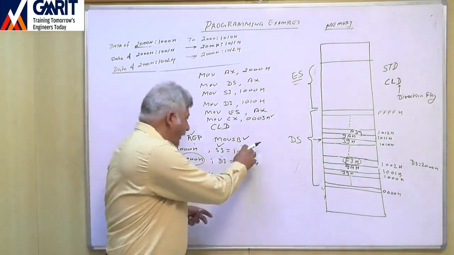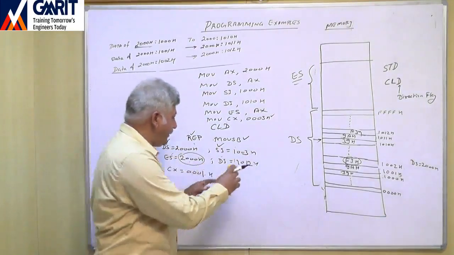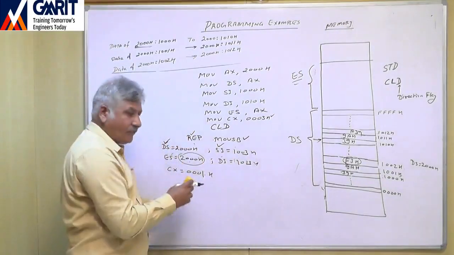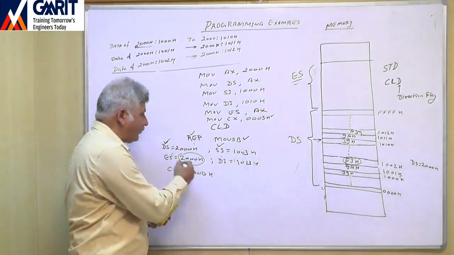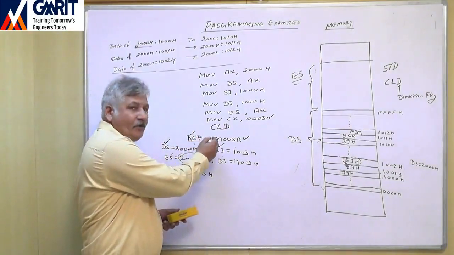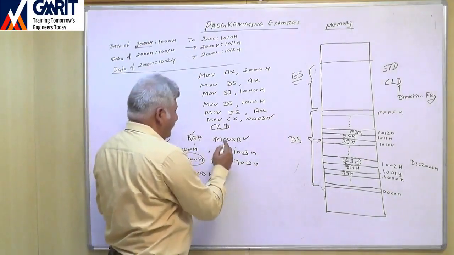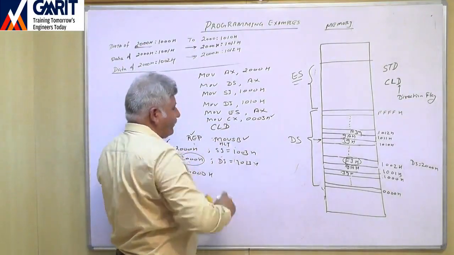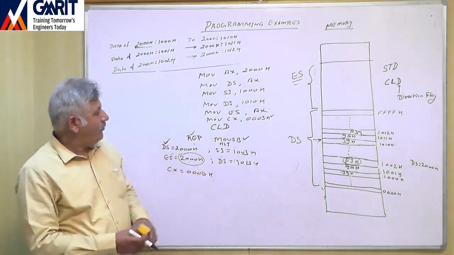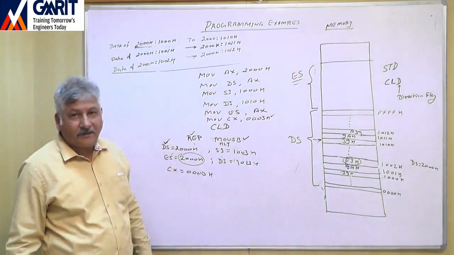After transfer, SI will be increased by 1, it will become 1003. DI will be increased by 1, it will become 1013. Now CX will reduce by 1, it will become 0. The moment it becomes 0, this instruction will not repeat. Now the program will come out from this loop, and here in the last we have written HLT. The program will stop. So in this way, only by using the move string byte instruction we can transfer all these 3 bytes.